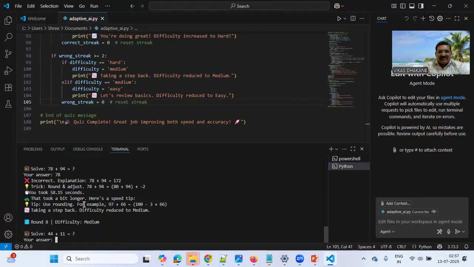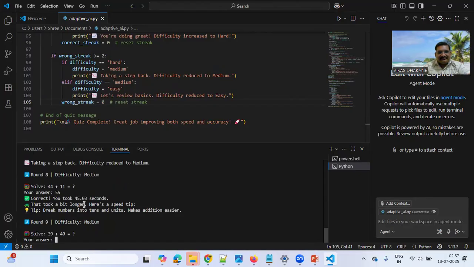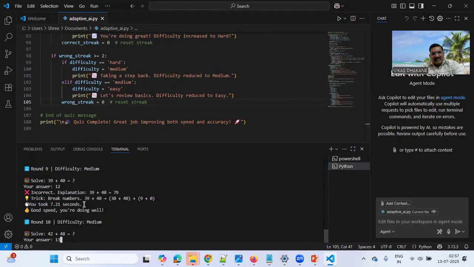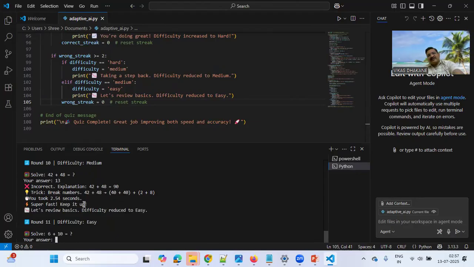Okay. Now again, we will give more incorrect answers. Okay, that was correct. So next we do again correct. One more correct. Now you can see the level of difficulty again decreases from medium to easy. So again, there is an adaptation happening. Again, there is an adjustment happening in delivering the information, or adaptation happening in the teaching part. So this is nothing but the concept of adaptive learning in the artificial intelligence system.